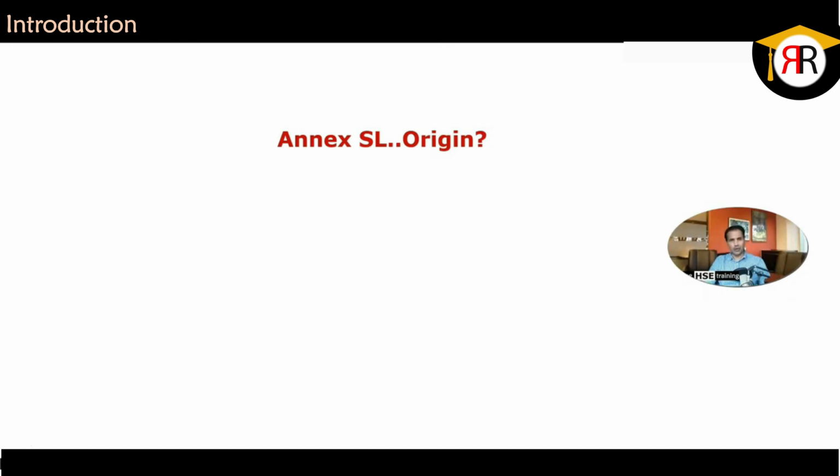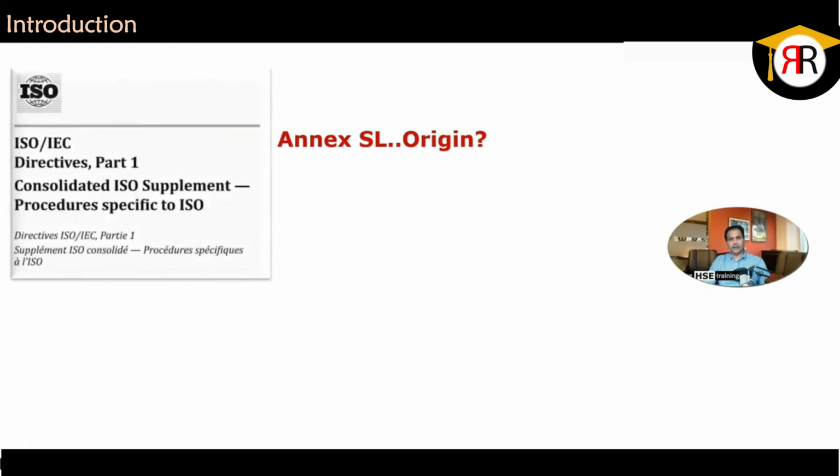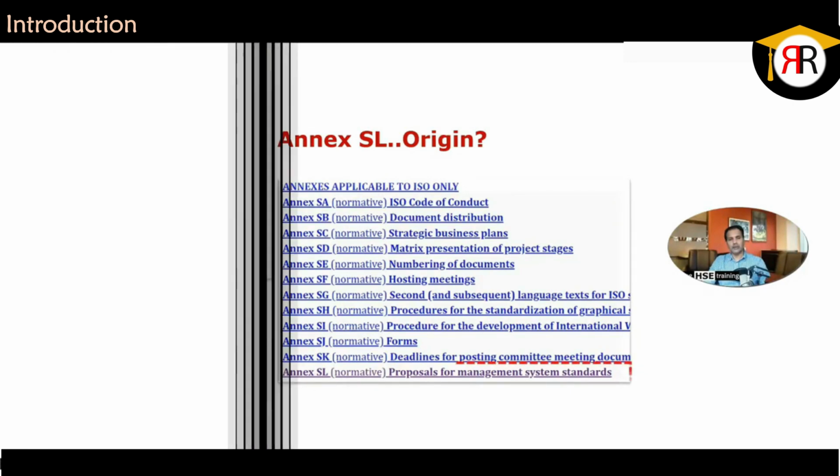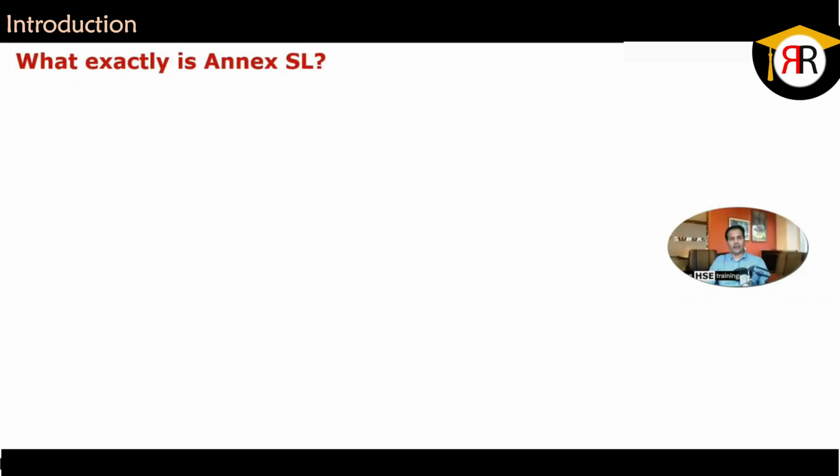So what is the origin of Annex SL? We have to dive back into the directive for the ISO standard, and if you flick through the document, which is quite a heavy document, there are several annexes. One of the annexes in there is Annex SL, which is about proposals for management system standards. But what does that mean? Annex SL, what exactly is Annex SL?